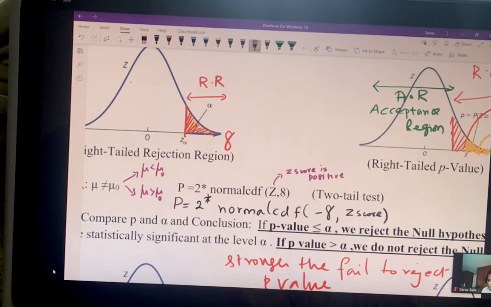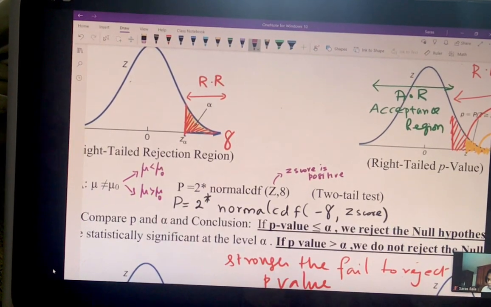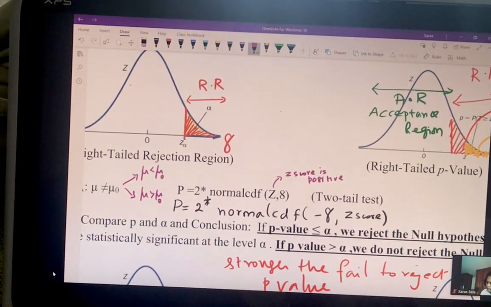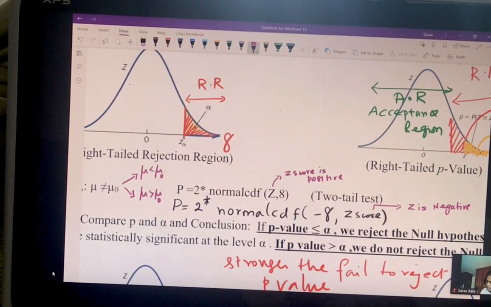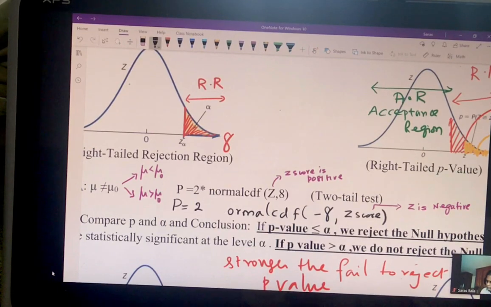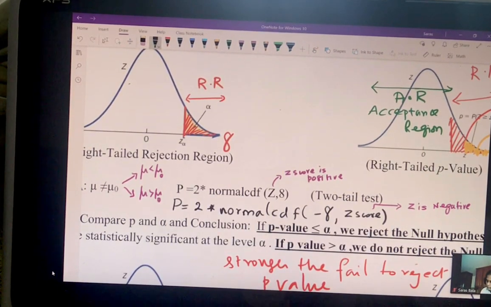All right. It's going to be 2 times normal CDF, negative z-score. Yeah, it's going to be negative 8, comma the z-score. The z-score in this case is going to be a negative number. That's right. All right. Now let's see the probability.